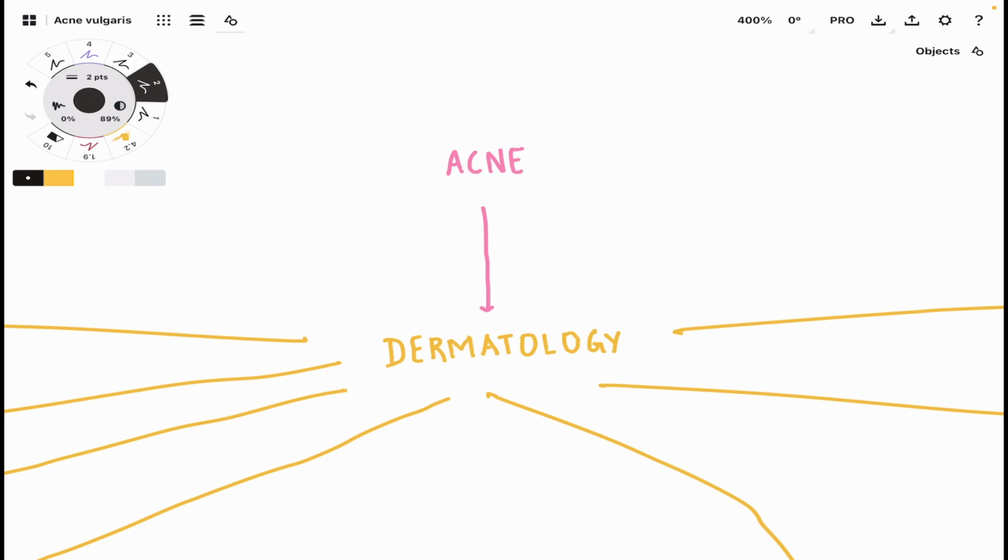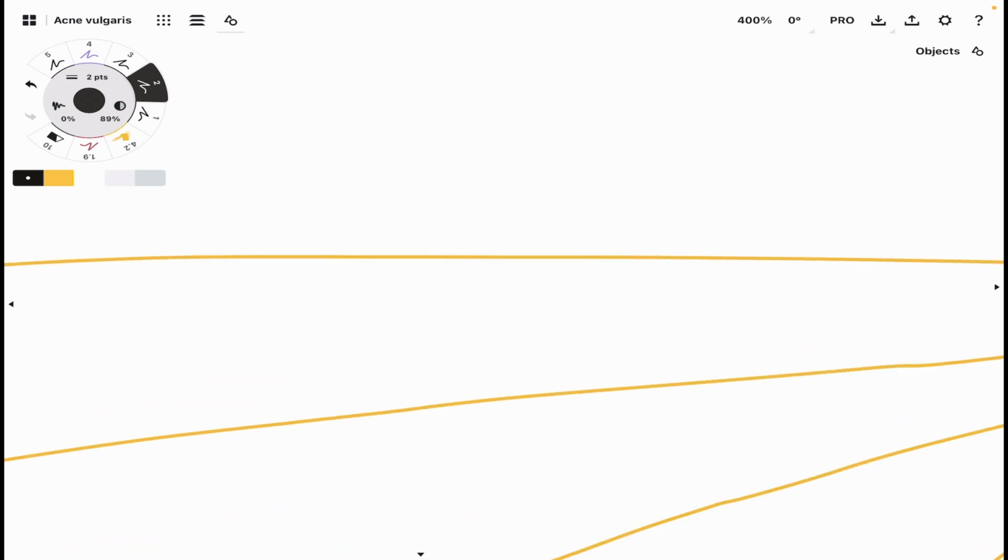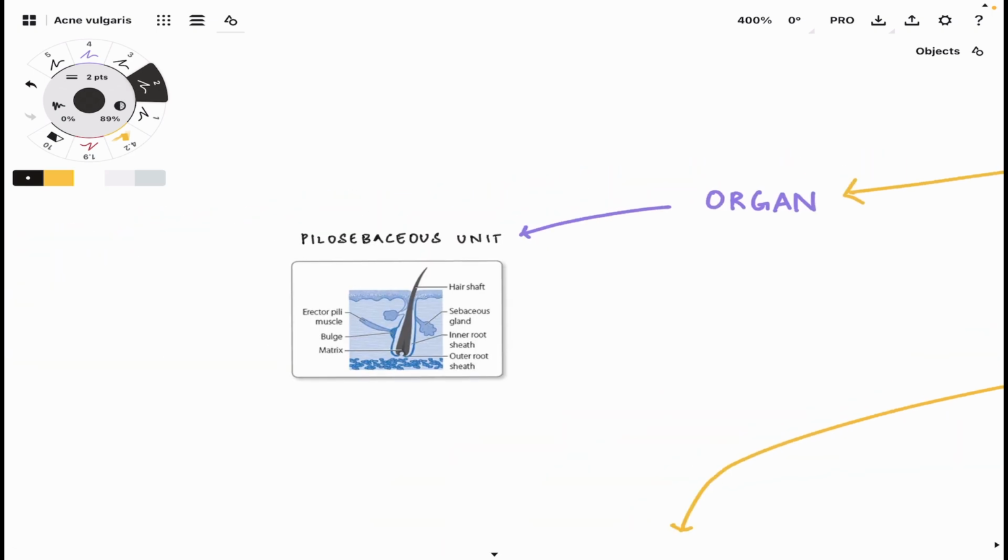Let's start. Today we are revising acne integrated in the subject dermatology with an exam oriented approach. The first concept in acne is the organ which is affected in acne. Here, the organ which is affected is the pilosebaceous unit in the skin.